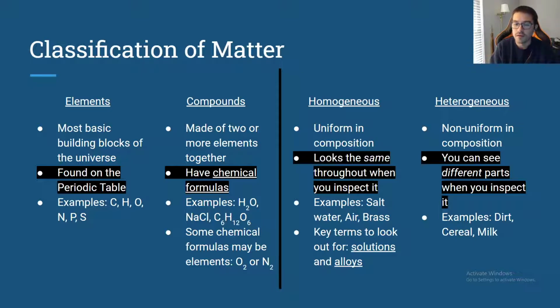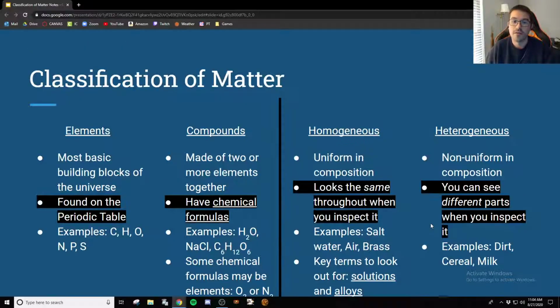So technically, in order for something to be homogeneous, everything has to be nice and well mixed, even when you zoom in. With heterogeneous, if you zoom in and you can see those different things, then it is heterogeneous. Or if you can see it with your eyeball, then it's heterogeneous. Okay? All right, so that's it for the slides.